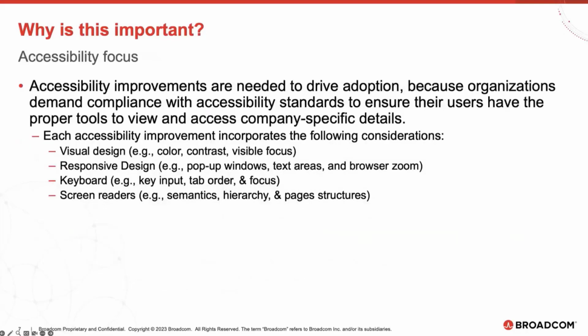So why is this important from an accessibility perspective? Each of the accessibility improvements are delivered in order to drive adoption. Organizations demand software vendors comply with accessibility standards to ensure all Clarity users have proper access to perform day-to-day tasks. Each of the accessibility improvements considers the 4 pillars of visual and responsive design, keyboard navigation, and screen readers.